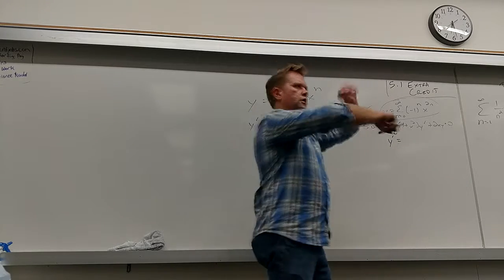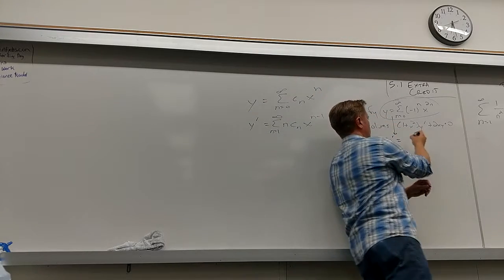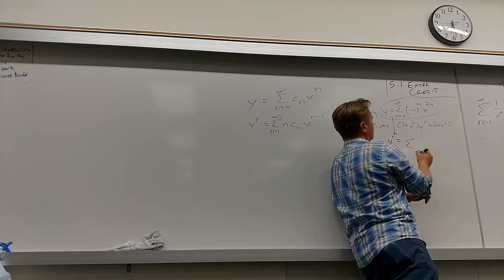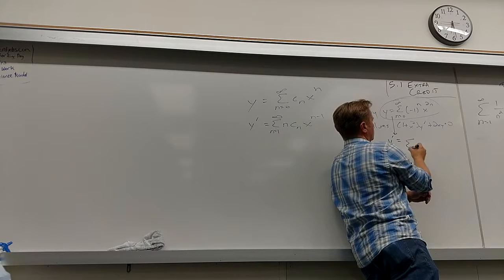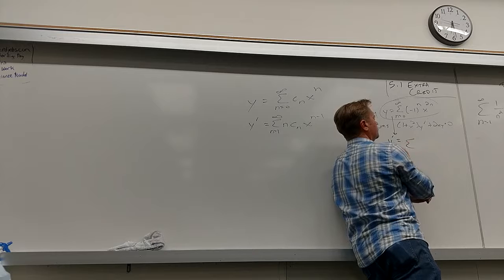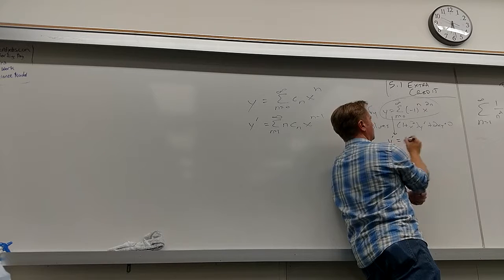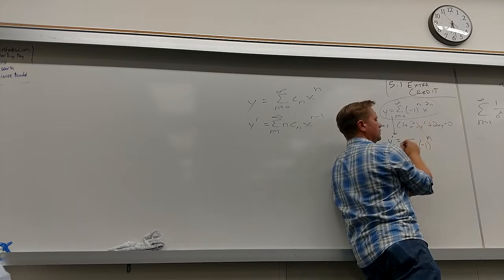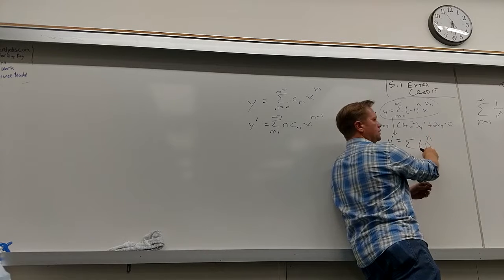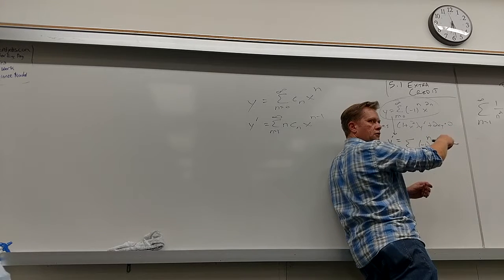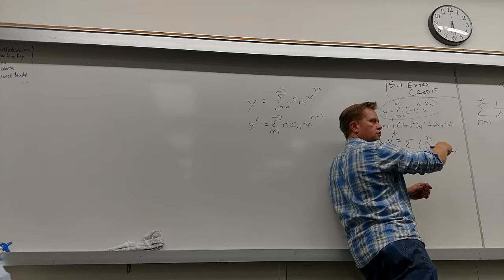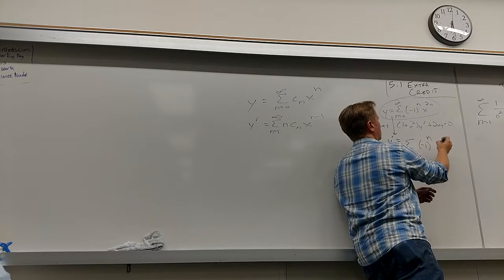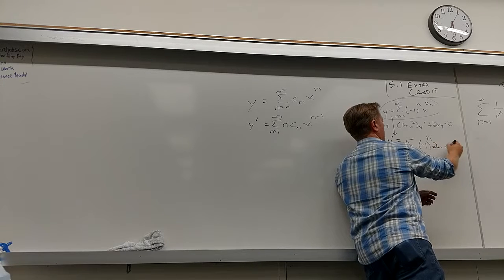So what are you guys getting for y prime? Yeah, this -1 to the n, you've got to be careful. Well, if you put -2 to the n, you're saying that 2 is being raised to the nth power, which is not true. So it'd be -1 to the n times 2, not just 2.